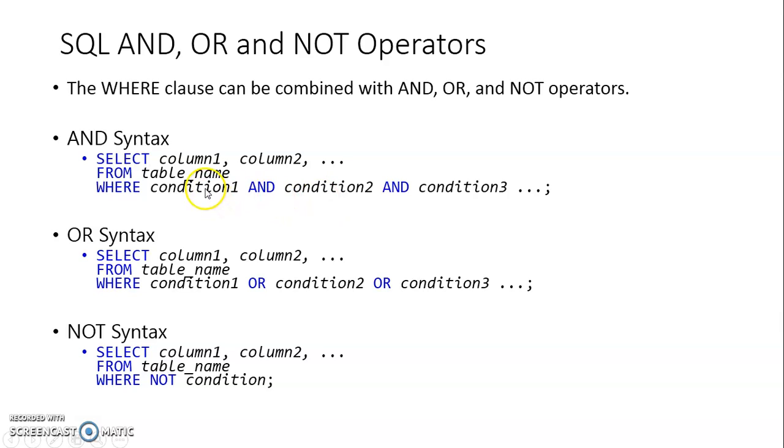Here if all the conditions are true, then the particular record will be fetched for the AND operator. The OR operator will work if any of the conditions is true, then it will fetch the record. And the NOT operator gives you the negation of the particular condition. Whatever condition is given, it will give the negation of that condition and the particular record will be fetched. It will be more clear with the example.